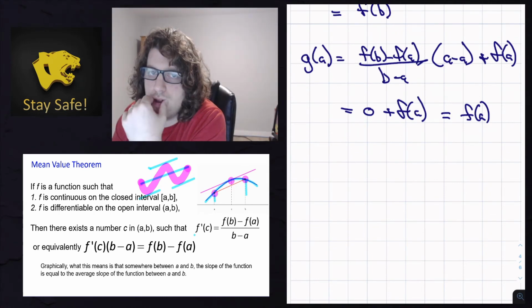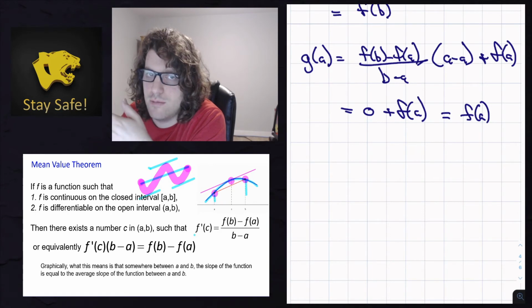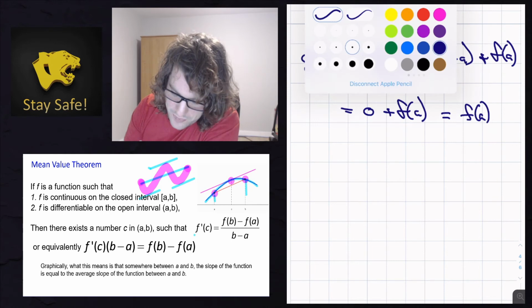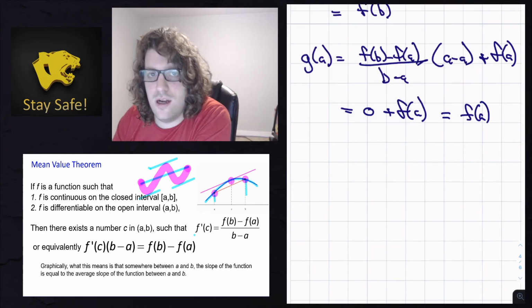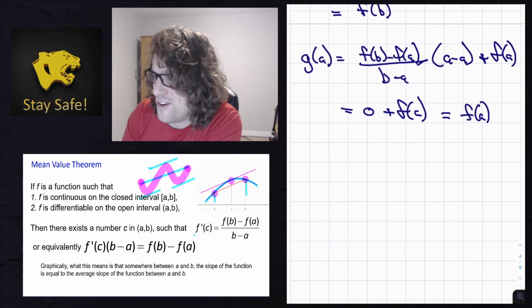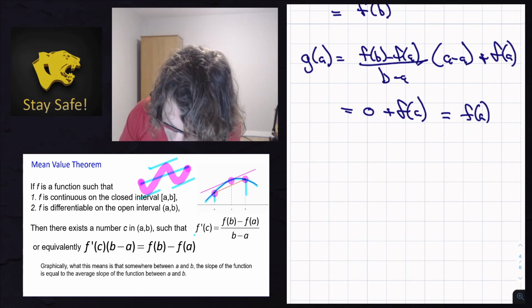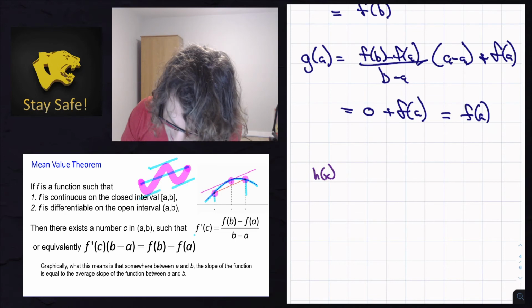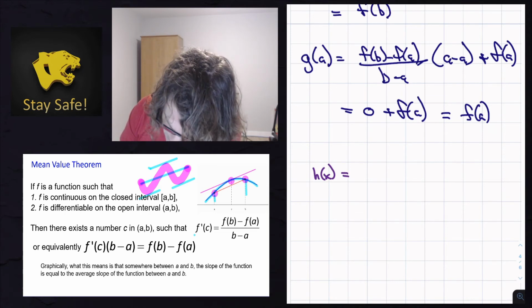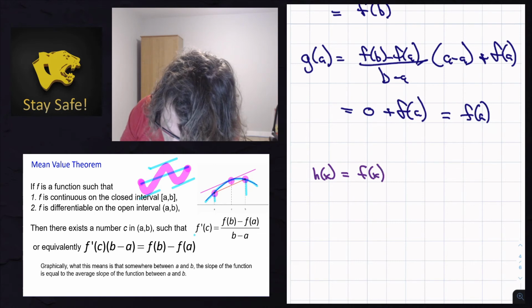So I started to panic a little bit. It's fine. It's just I need another function, which is kind of annoying. I had one of those moments where I was like, what am I doing? So what I'm going to do is introduce h of x, and I'm going to say that it's equal to f of x minus g of x.